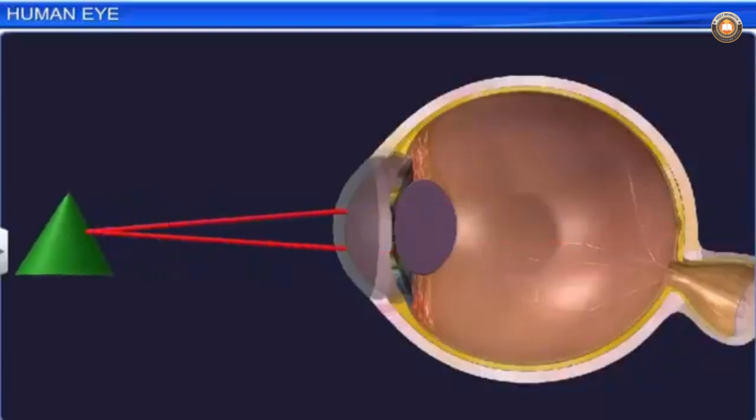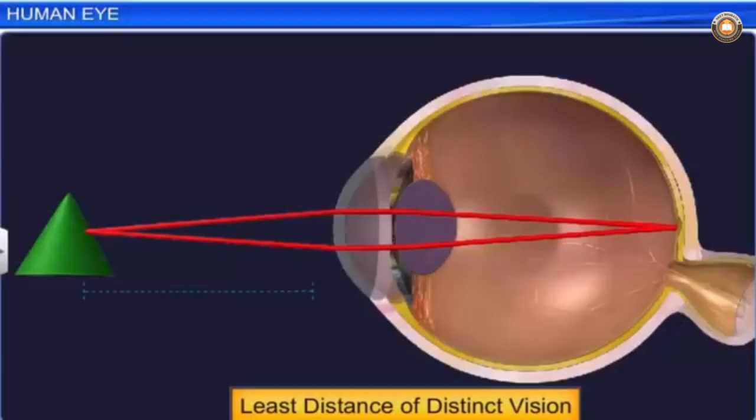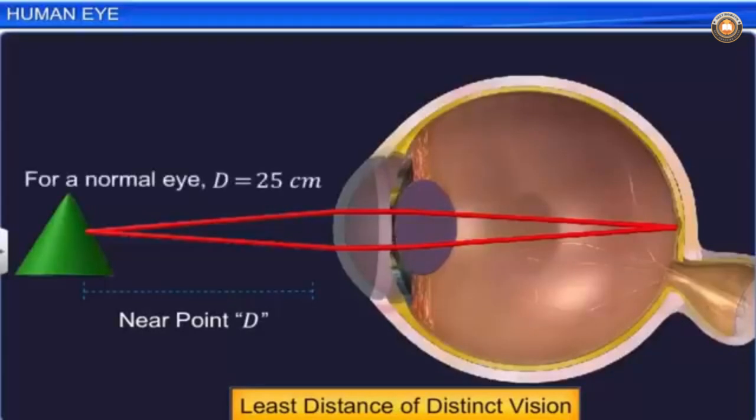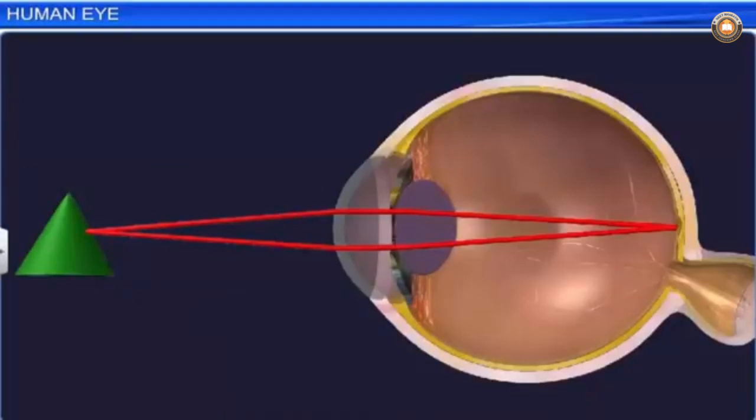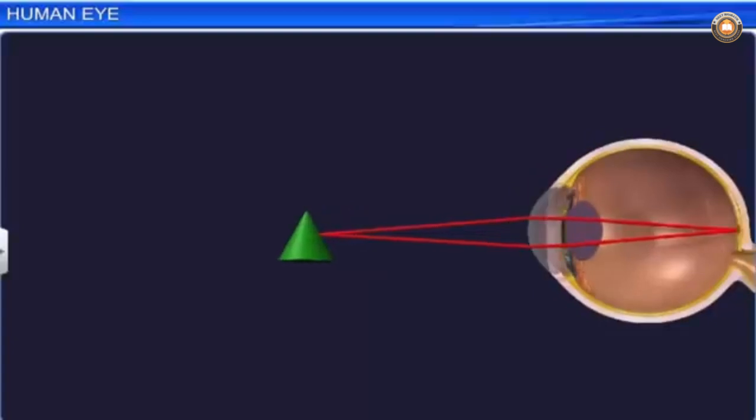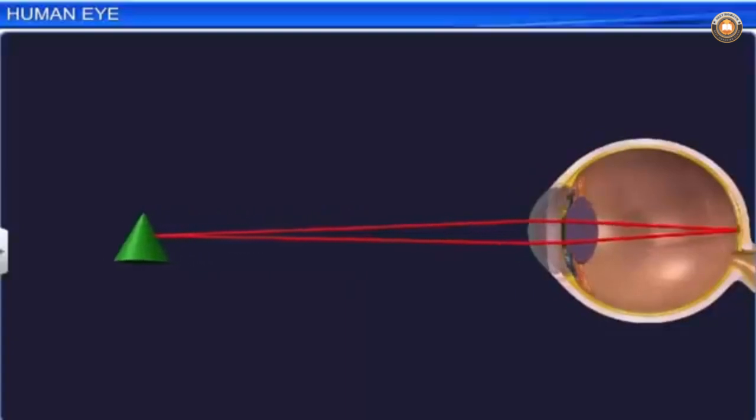This is called the least distance of distinct vision, or near point, represented by the letter D. Usually the value of D is taken as 25 cm for a normal eye. The greatest distance for which the lens of a relaxed eye can focus light on the retina is called the far point. The far point of a normal eye is at infinity.